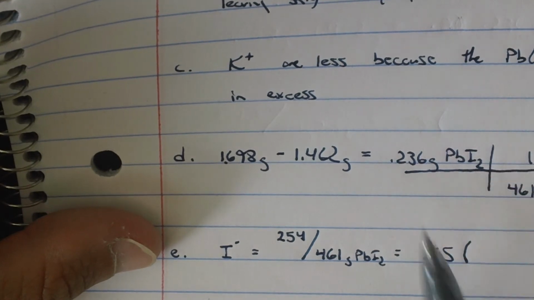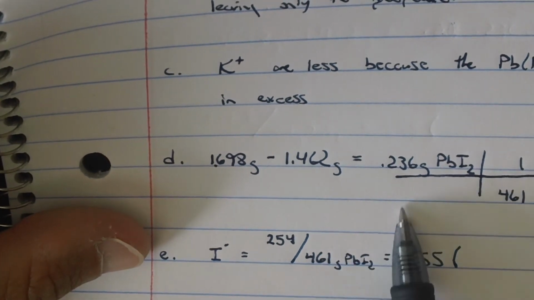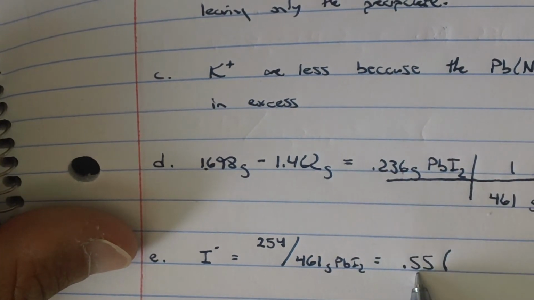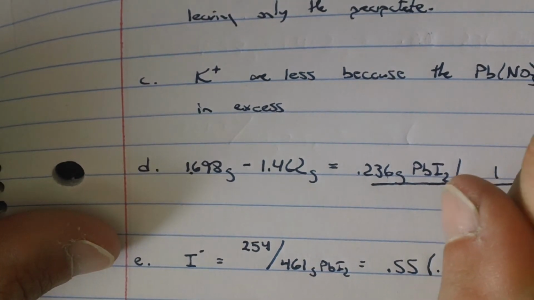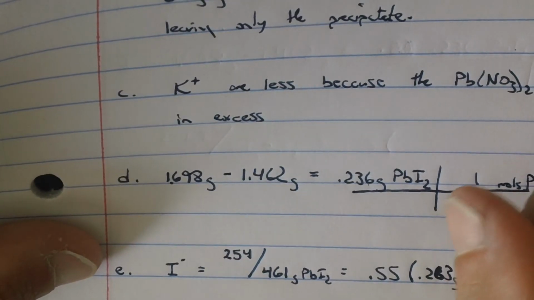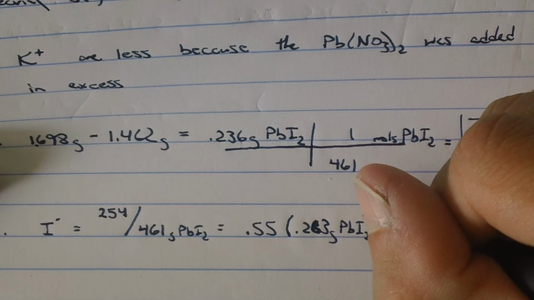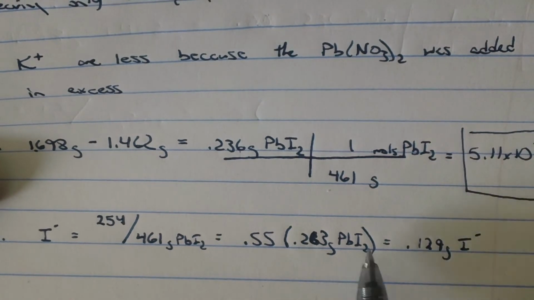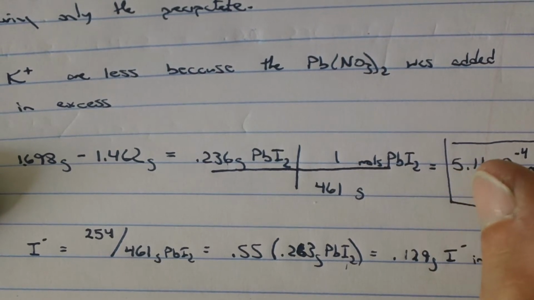How much did the tablet weigh? Not of the tablet, of the lead iodide precipitate. So there's our lead iodide precipitate. How much did the lead iodide weigh? There's the precipitate mass. So 55% of it, or 0.55, times the 0.263 grams of PbI2 will tell us that the amount of iodide in the precipitate was 0.129 grams of iodide. If that iodide is how much is in the precipitate, that's also how much iodide was in the tablet at the beginning.